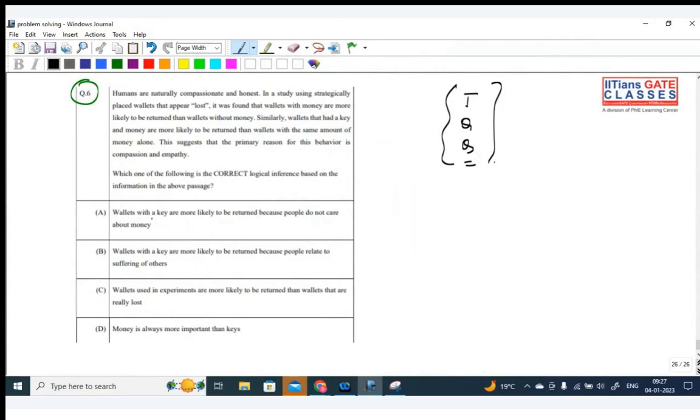So, wallets with the key are most likely to be returned because people do not care about money. This is wrong. Wallets with a key are more likely to be returned because people relate to the suffering of the other. This is also unnecessary. Money is always more important than the key. What is this? Wallets used in the experiment are more likely to be returned than the wallets that are really lost.